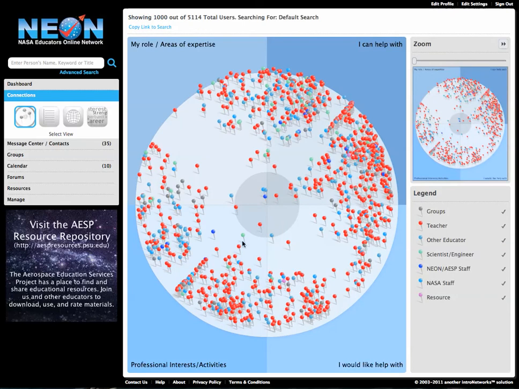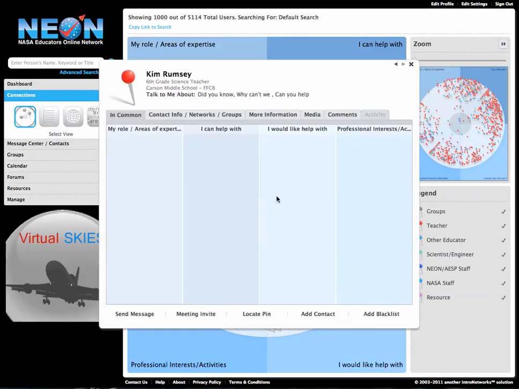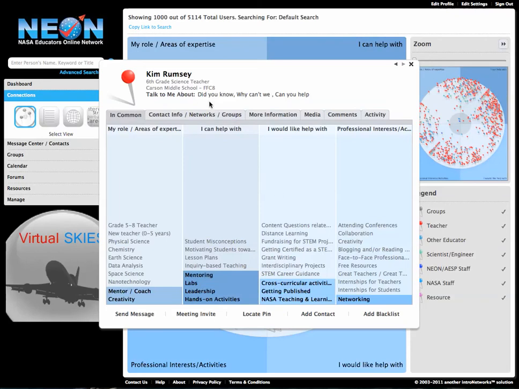Now, this next part is really, I think, the thing that is most engaging and gets people most interested: our visualization of the network. All of these pins are all of the various teachers. There I am at the center. The colors will indicate who is who. We've got lots of teachers in this network. If I roll over one of these pins, here's Kim. Kim is a 6th grade teacher at the Carson Middle School, and I can see all of the words that Kim selected.